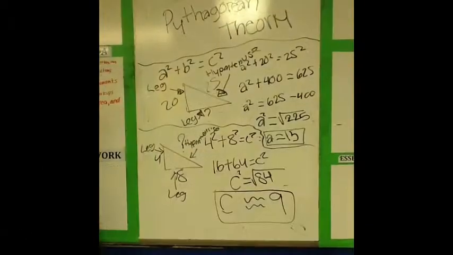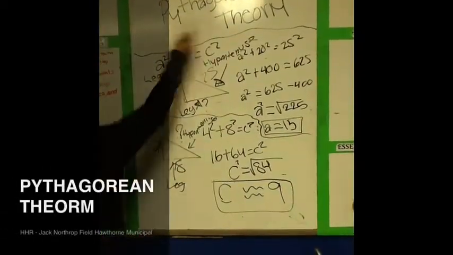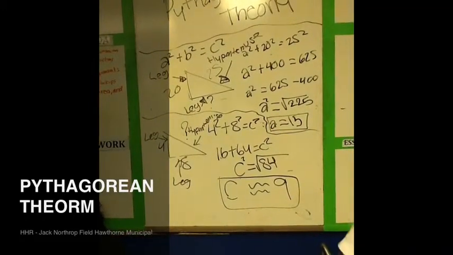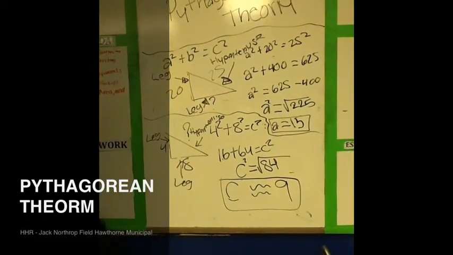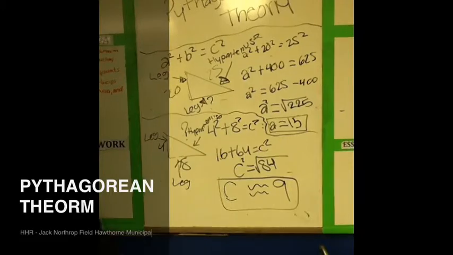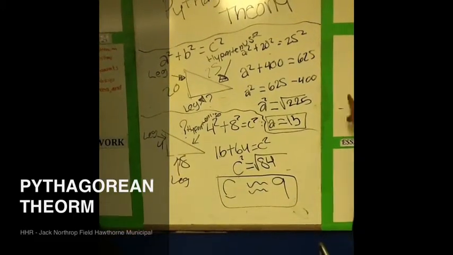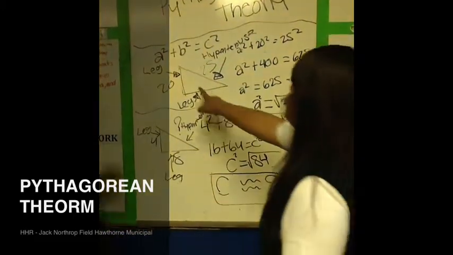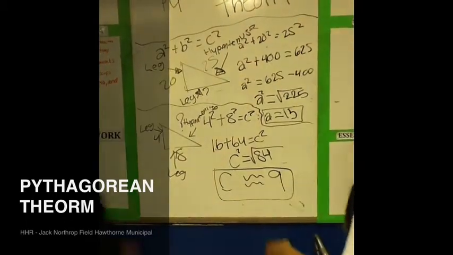Today we're gonna do the Pythagorean theorem. The formula for the Pythagorean theorem is a squared plus b squared equals c squared. We have 2 legs and 1 hypotenuse. The smallest ones are the legs. The longest one is the hypotenuse.